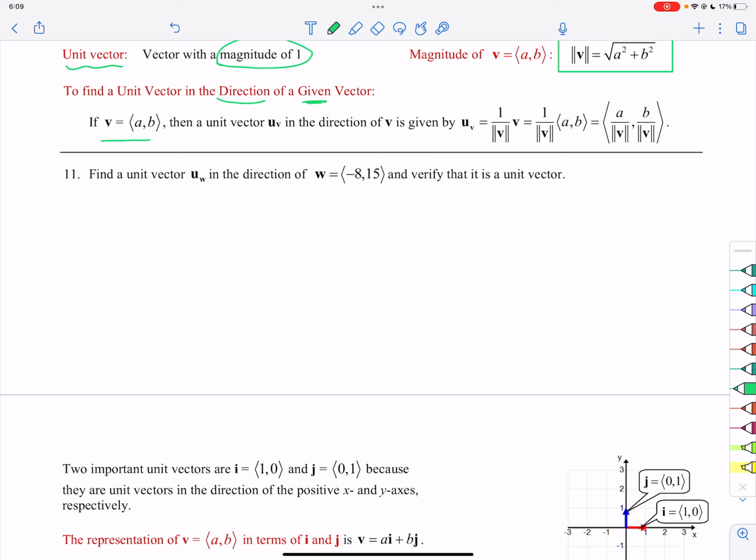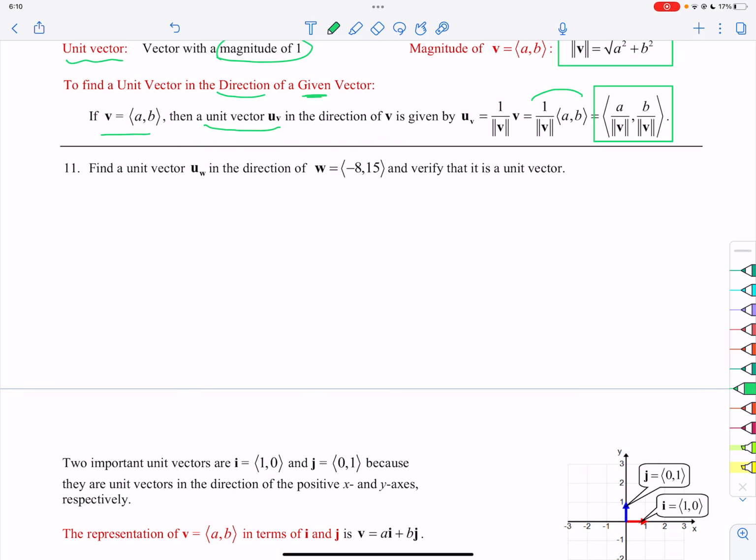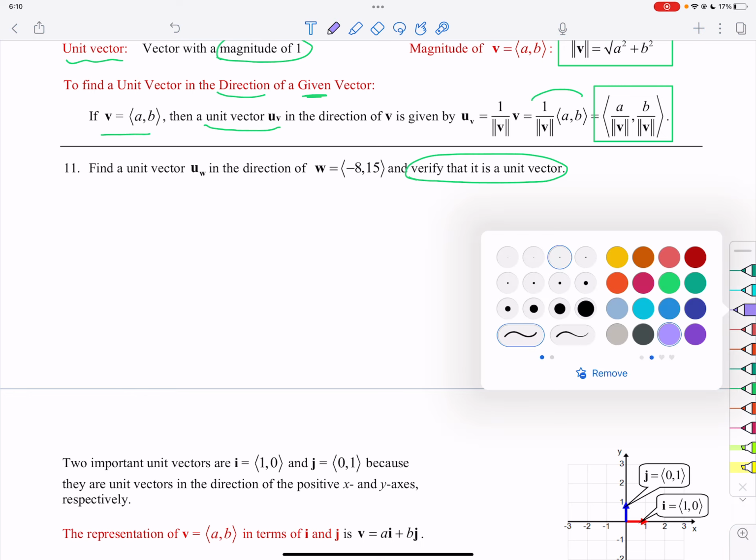Then a unit vector u, and we will use that little subscript, is equal to 1 divided by the magnitude of v times vector v. You can see the component multiplication, and now you can see where that magnitude of vector v is divided by both of those components. So let's try in number 11 to find a unit vector u in the direction of w, and they've given w as negative 8, 15 in component form. And then we're going to verify that it is a unit vector.